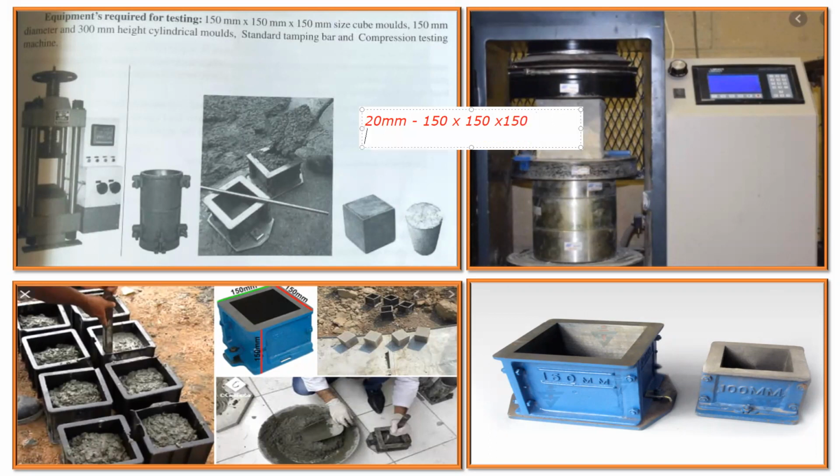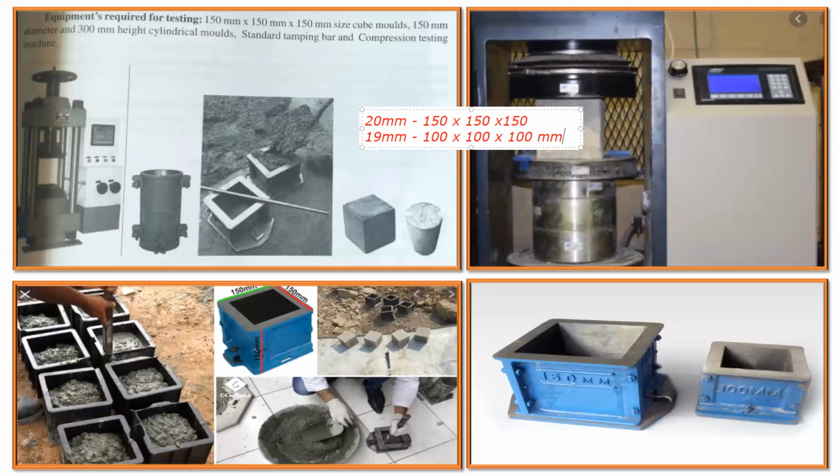But if you're using an aggregate less than 19, then instead of 150, the code says that you can make use of 100 by 100 by 100 size of a cube, right? So whenever you're using a size of aggregate less than 19 for the road works and all, usually we go with 10 or 12.5. In that case, you can try to make use of the 100 cube if you want. But normal practice, what we follow is 150.